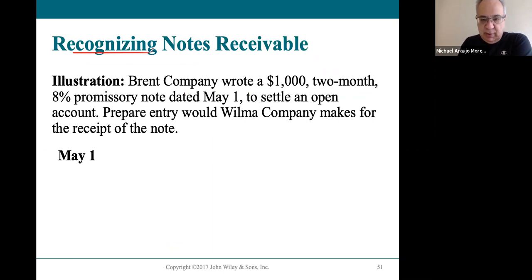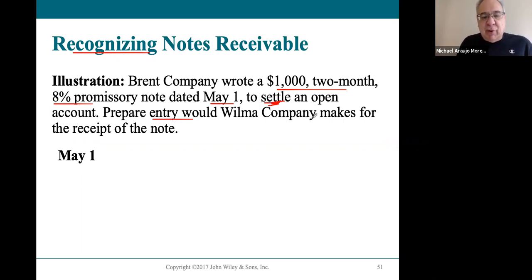So let's go through some entries to show how this works on the books. Here we have Brent Company wrote a $1,000 2-month 8% note, dated May the 1st, to settle an account. That's the most common thing, right? To settle an account means they're paying their accounts receivable with a note. They're turning their accounts receivable into a loan. So their accounts receivable closes and a notes receivable opens in their name. Okay, that's how that works.